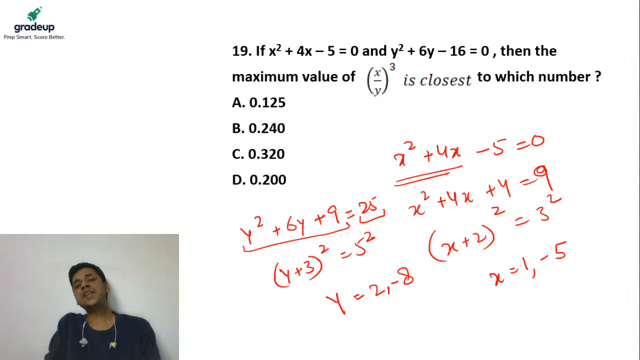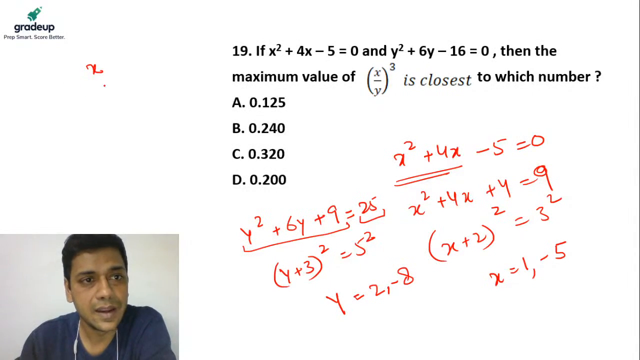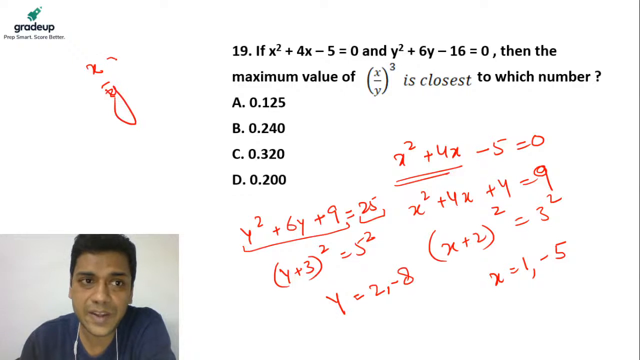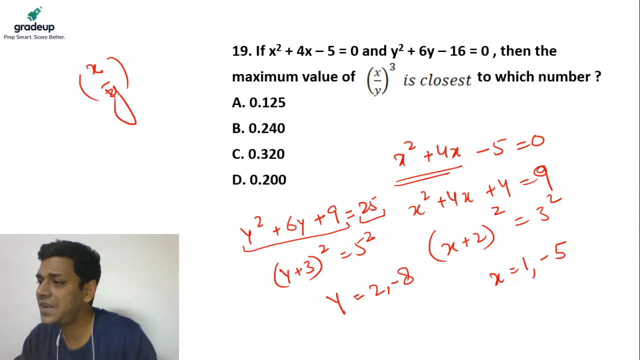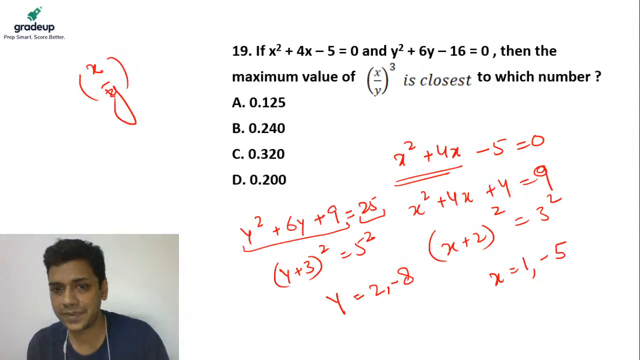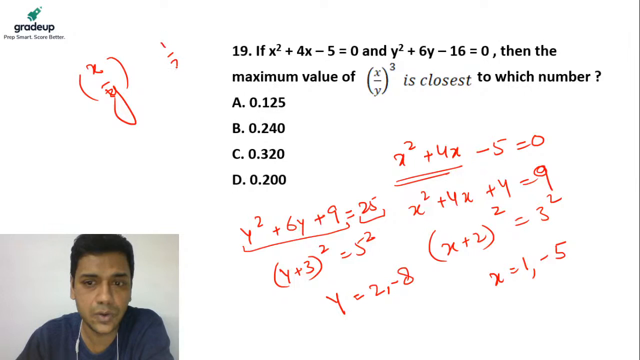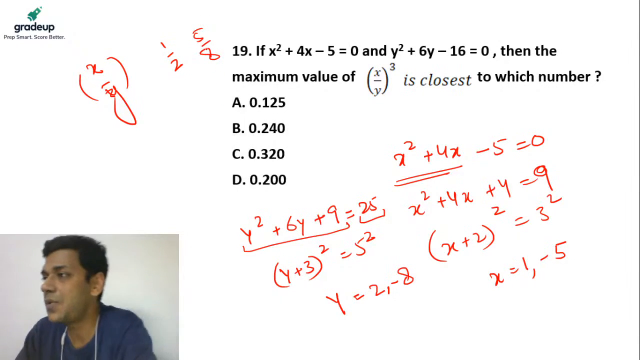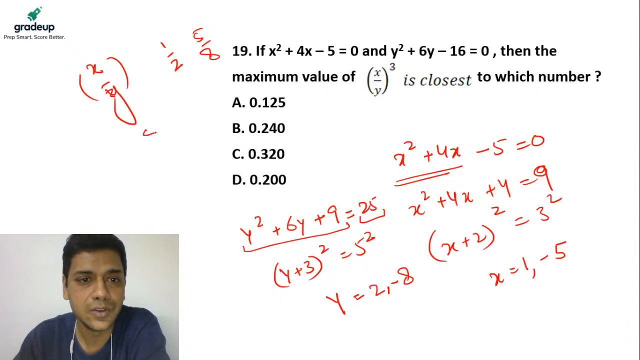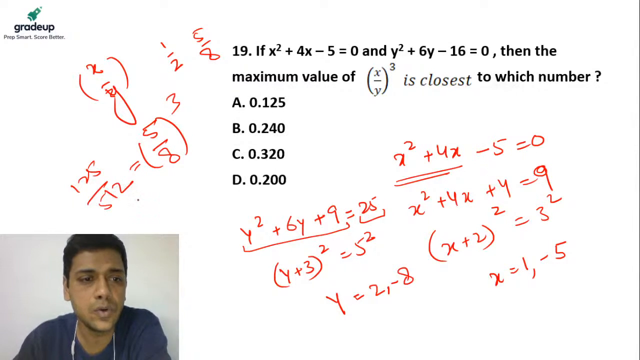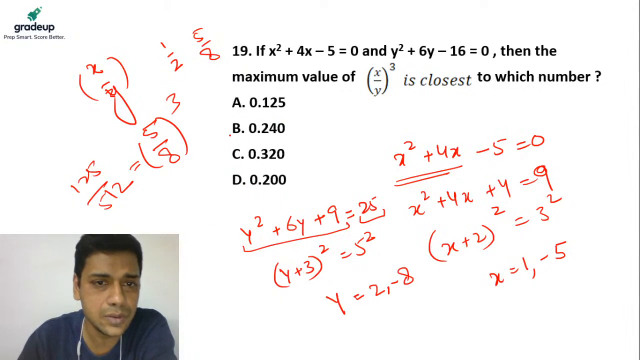Now, when we have to find the maximum value of x upon y whole cube, if I have to maximize this number, I would say either both x and y are positive or both x and y are negative. If both x and y are positive, I will get 1 upon 2. If both are negative, I will get 5 upon 8. Now 5 upon 8 is higher than 1 upon 2.